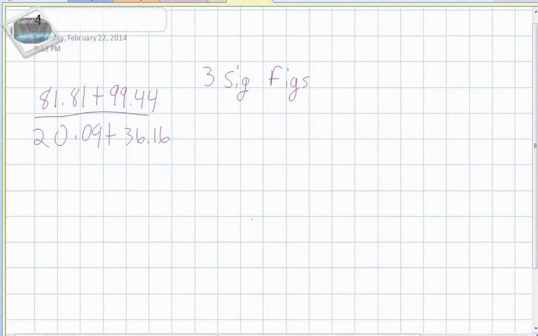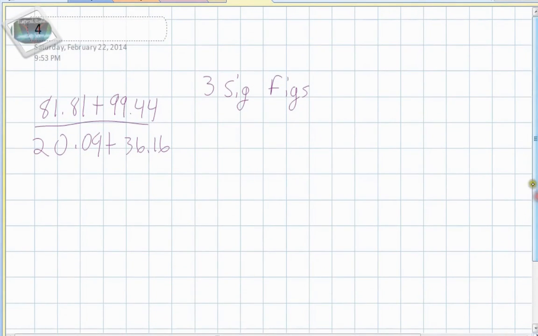Okay, question 4 gives us a problem, and it has a fraction, but the fraction's been split up into addition problems, and it says to figure the answer out to 3 significant figures. And you see right away by the options that you're probably going to get decimals, and it looks kind of scary, but we can do it. So we're going to start with the top. So we have 81.81 plus 99.44. I'm going to line them up this way so that it's easier to add.